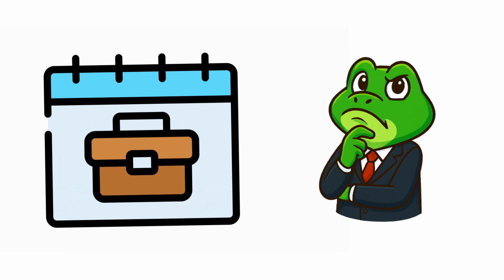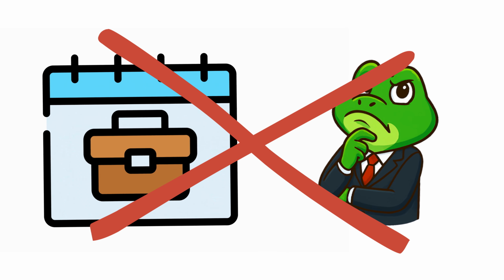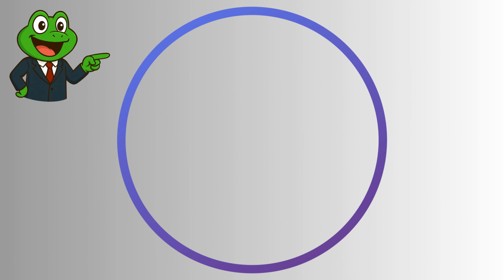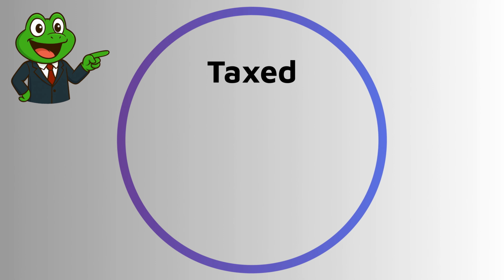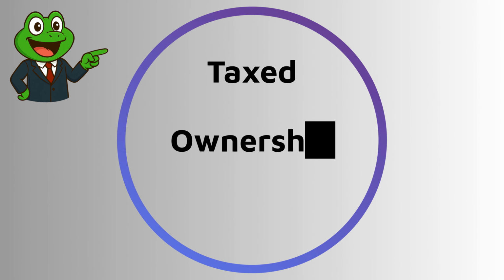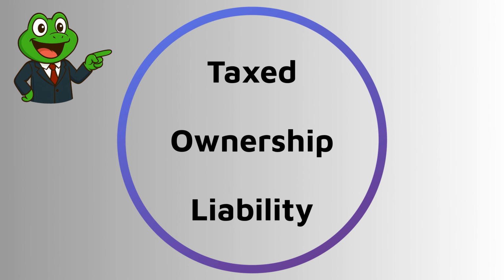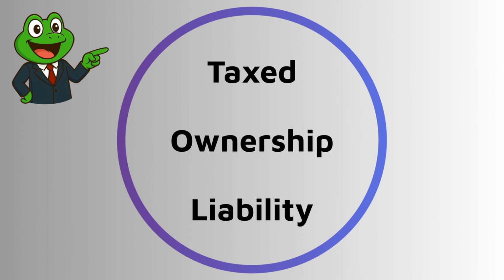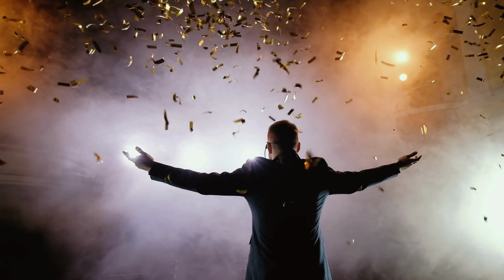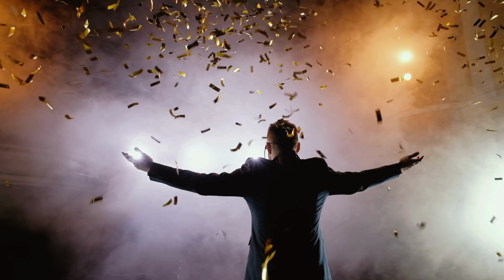Choosing a business structure can feel confusing at first, but it doesn't have to be. At its core, picking the right entity is about deciding how your business will be taxed, how ownership works, and how protected and liable you are if something goes wrong. Get this decision right early, and you set your business up for long-term success. But if you get it wrong, you could be dealing with unnecessary taxes or limitations later on.